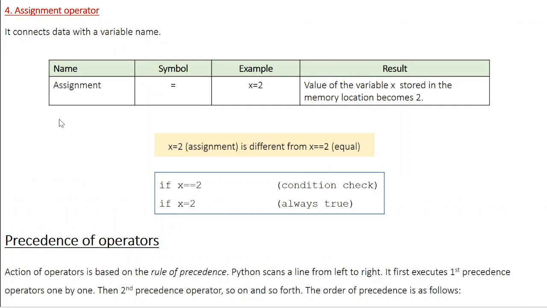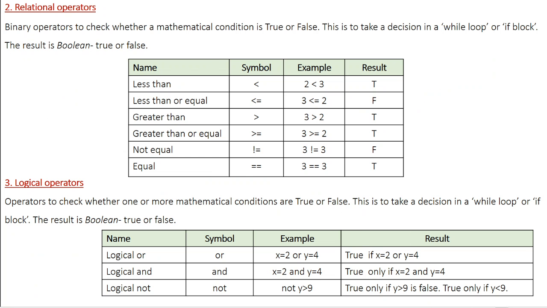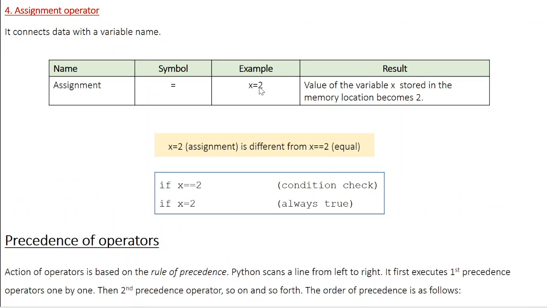And the last one is assignment operator. Basically, it connects data with a variable name, or it assigns a value to a variable name. And the symbol is the equal to symbol. So when I say x equal to 2, remember you may get confused between the relational equal to and this equal to. So even though I am saying x equal to 2, actually I am assigning the value 2 to x. So the value of the variable x stored in the memory location becomes 2.